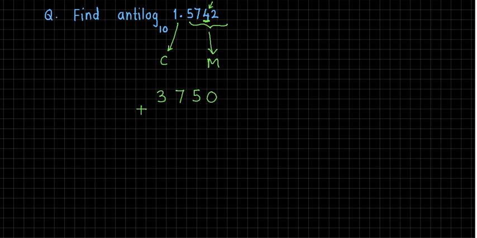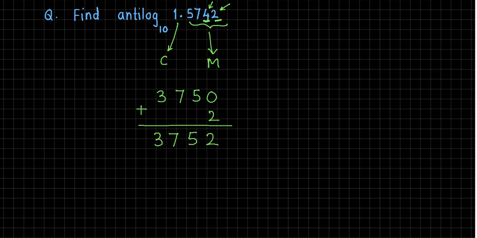Now to this we have to add the mean differences mentioned under the last column, that is column number 2. In the row of 57 and under the mean difference column of 2, you will find that the digit mentioned is 2, so that gives us 3752 as the sum. Now the remaining part is we have to put the decimal point at the correct place.